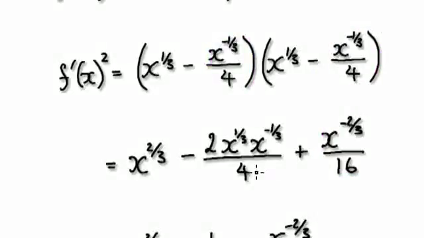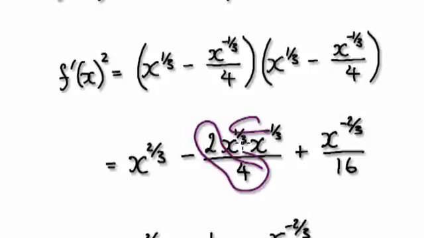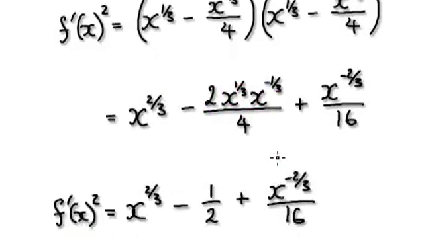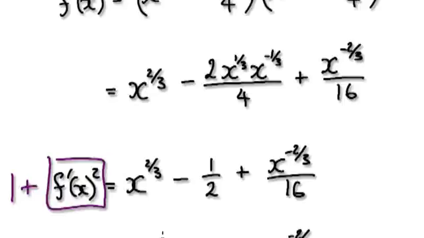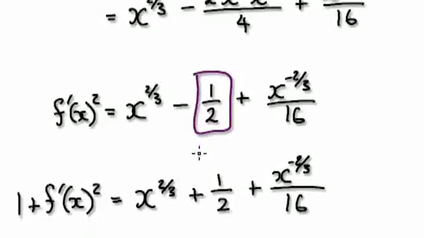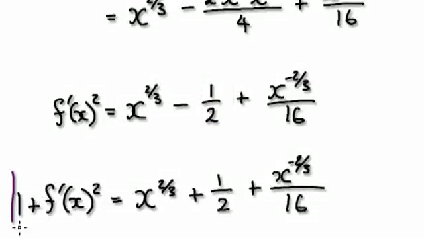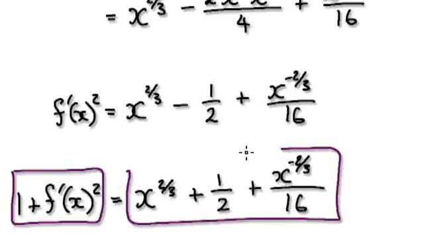Okay, so now look at this here. This times this means you're going to get this plus this, giving you x to the power of 0. X to the power of 0 is 1. So this whole thing here becomes a half. So now we've got this. Don't forget we need to add 1 to both sides. Well, adding 1 to both sides, looking at this half here, if you add 1, it will give you positive a half. So now this thing here equals this thing here.